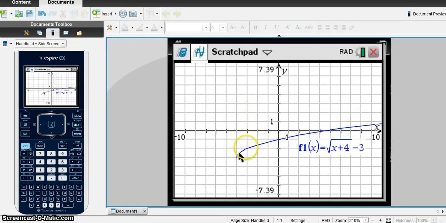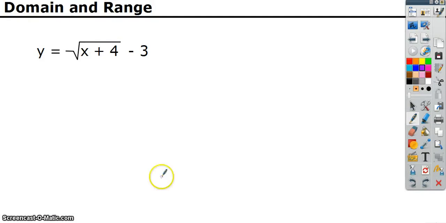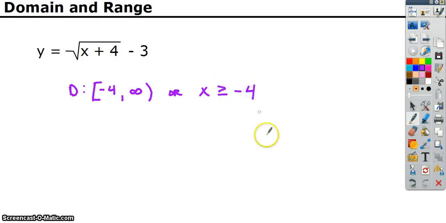If we imagine our graph here, this goes up to -4. Then it goes off to the right like this. So our domain goes from -4 to infinity. Let's write that down. Domain from -4, it's included, so square bracket, to infinity, or we can say x is greater than or equal to -4.